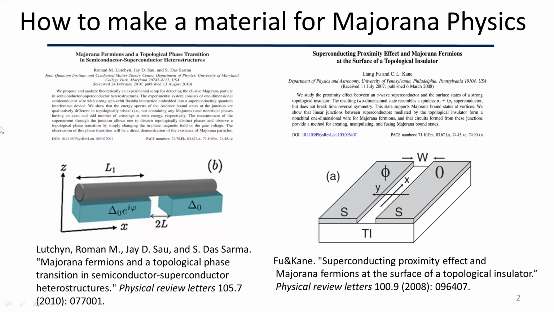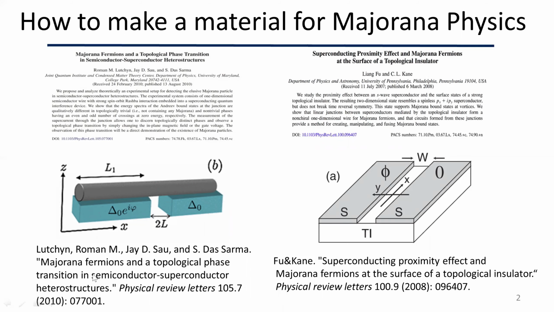The motivation of this work is to create a platform to study Majorana physics. Right now, there are two approaches. The first one is to combine a semiconductor which has strong spin orbit coupling and a superconductor, as proposed in this paper right here. And the second one is to use the proximity effect to introduce superconductivity into a topological insulator, as proposed by Fu and Kane in this paper in 2008.